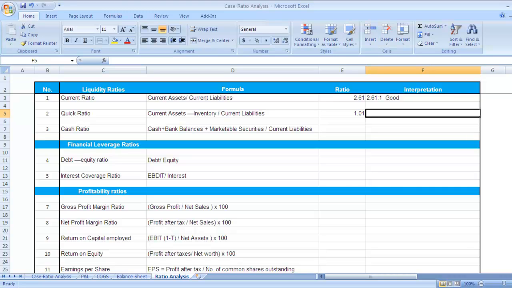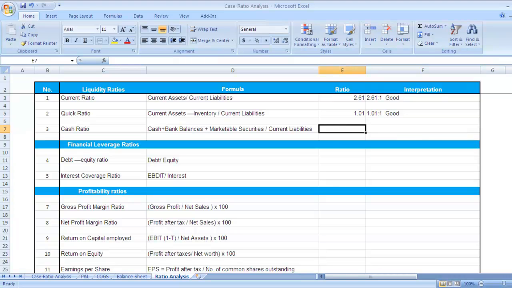So 1.01 to 1 is the quick ratio, which I think is a good one. Thus, if this company's inventories do not sell and it has to pay all its current liabilities, it is easy for this company to meet its obligations, because its quick assets are 1.01 times of current liabilities. So it can be written as 1.01 is to 1, which I think is again good.